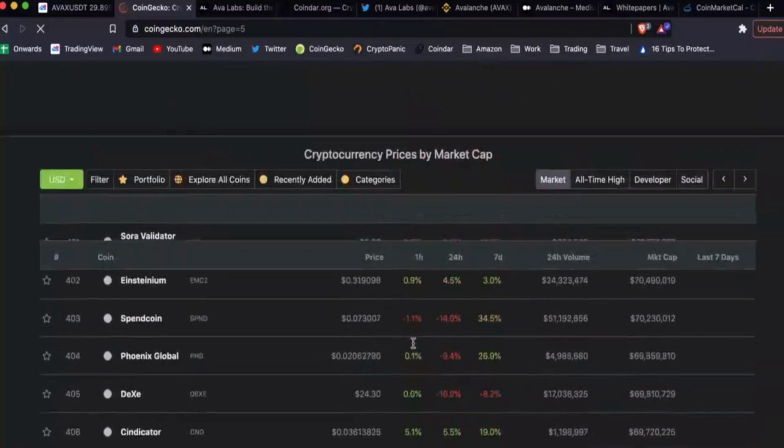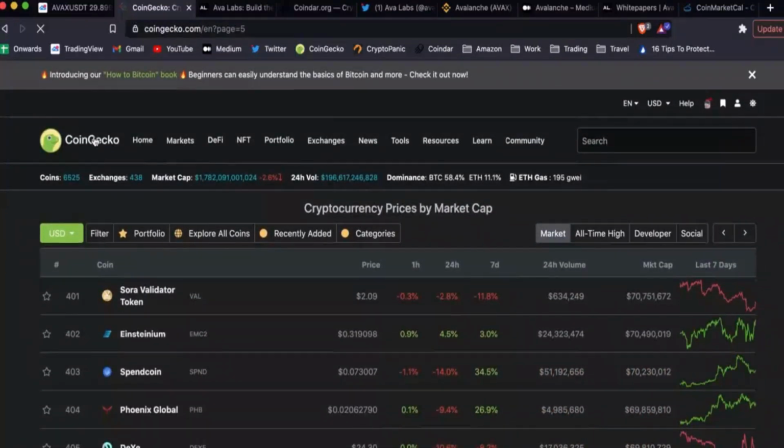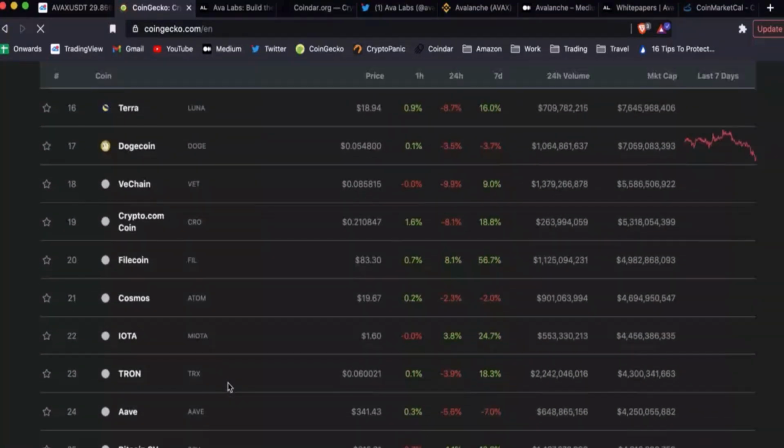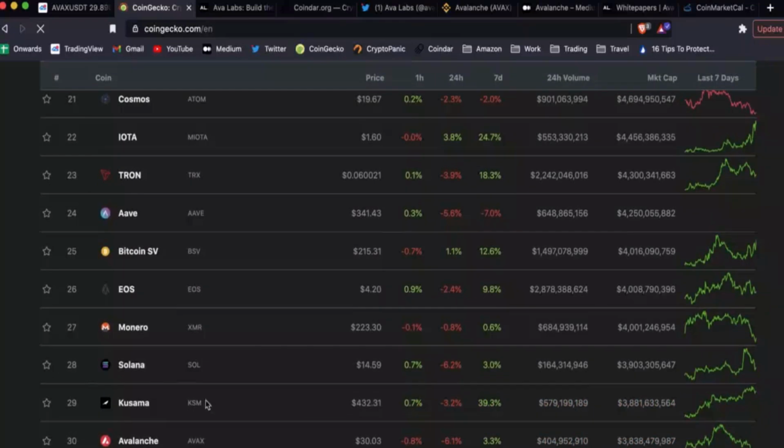All right, so let's go back to the home page here. We're going to come down here to Avalanche, and we're going to click on Avalanche. You can see it's number 30 with a $3.8 billion market cap, and its price is $30 right now. It's down on the day a little bit, and it's up on the week a little bit, 3.3% for the past 7 days, right? So let's give that a click there.